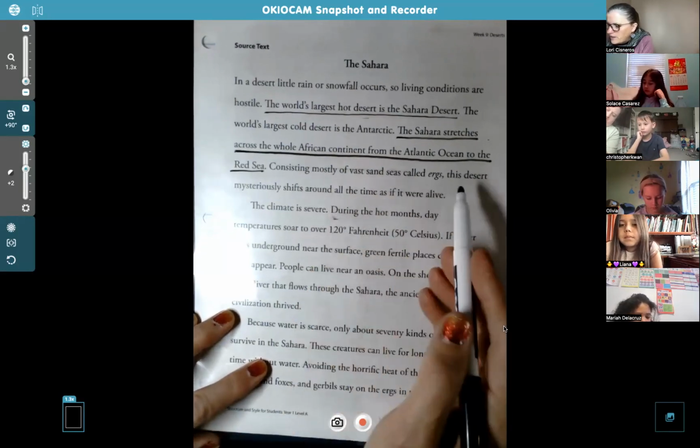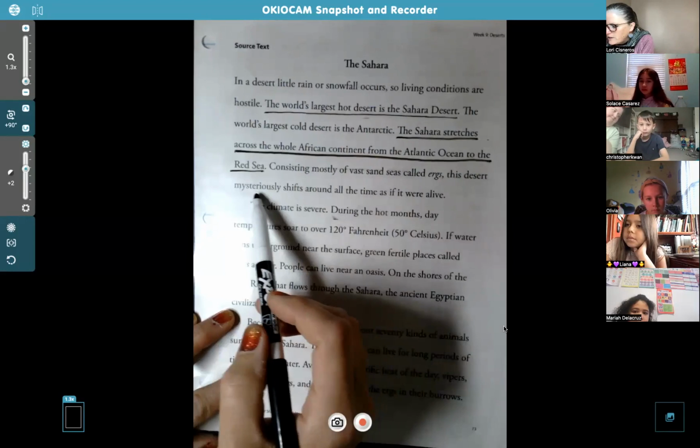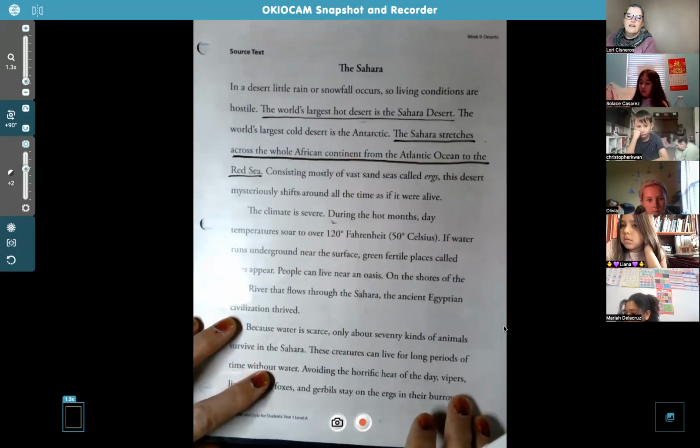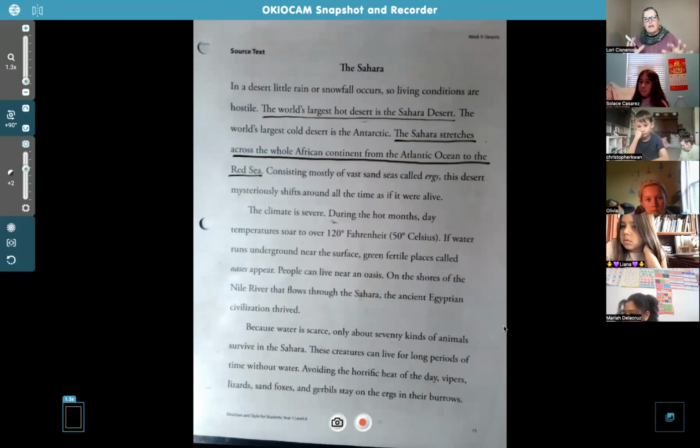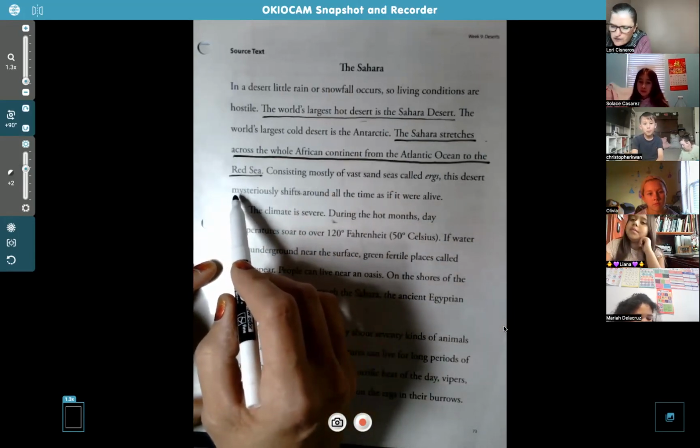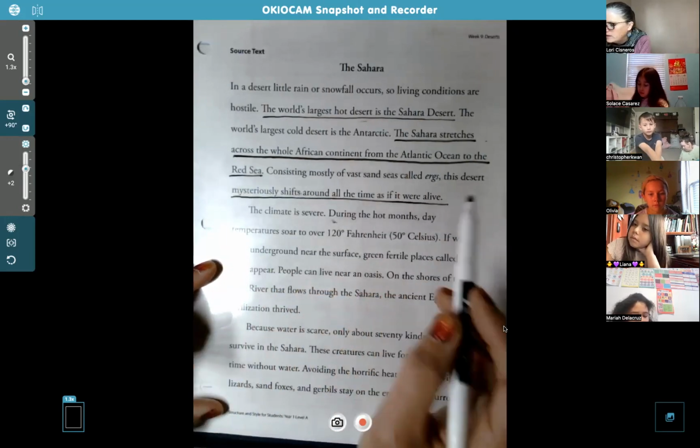But this part about the ergs and how it mysteriously shifts around all the time as if it were alive, that's crazy. I think they say that because the wind goes through there, and it looks like, if you've ever seen the movie Aladdin, and they're in a desert. I don't think it's the Sahara Desert, but when the wind blows, it moves the sand almost like water. It's like blowing over hills and stuff like that. So for this one, I think I like that part. I'm going to underline the second half of that sentence. Mysteriously shifts around as if it were alive.